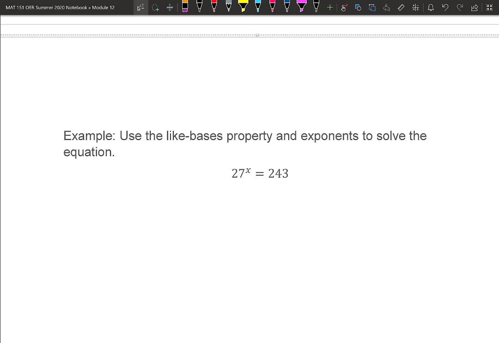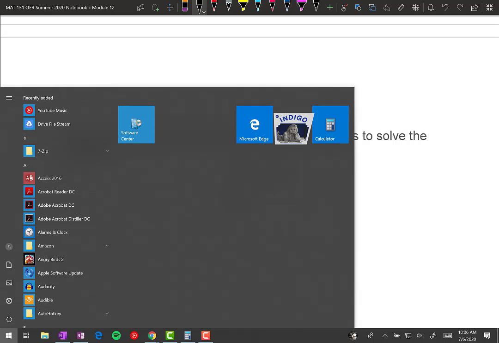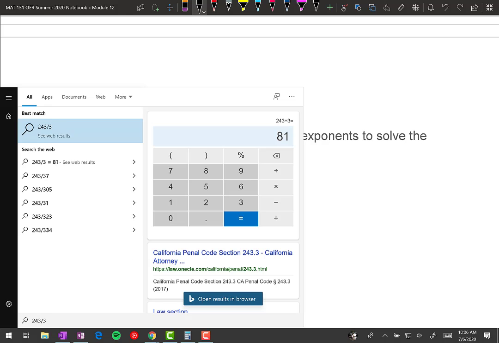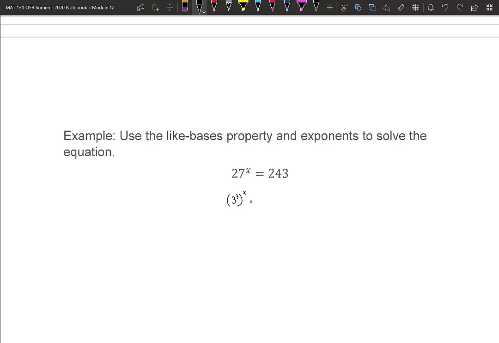Now, in certain cases, you get scenarios where the bases don't look the same. And so what you could do is try to work with the bases so that they are the same. So for instance, 27 is 3 cubed. So I'm going to write this as 3 cubed to the x. 243, I'm trying to remember what that breaks down to. 243 divided by 3, it's 81. So 3 to the 5th. So this is 3 to the 5th here.